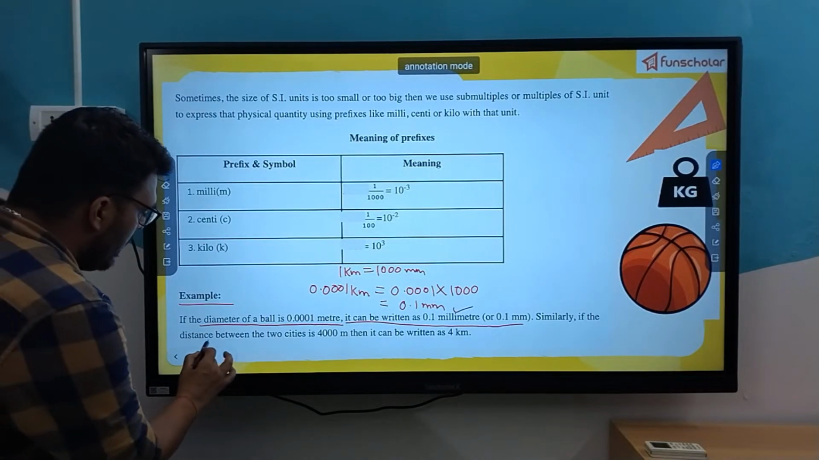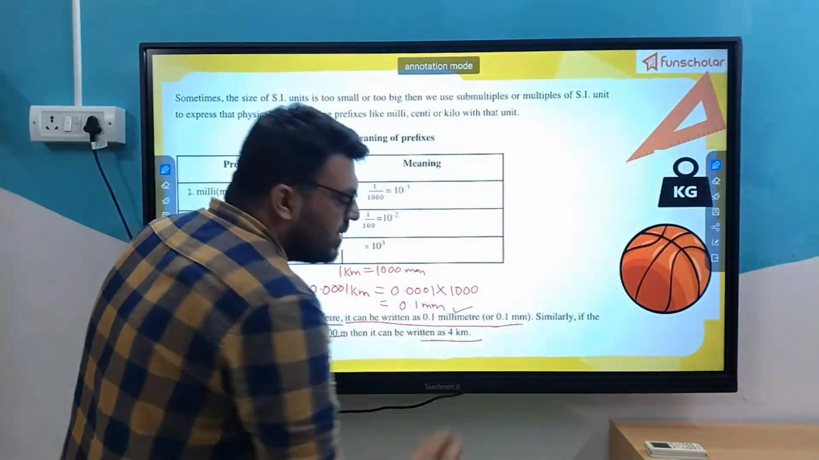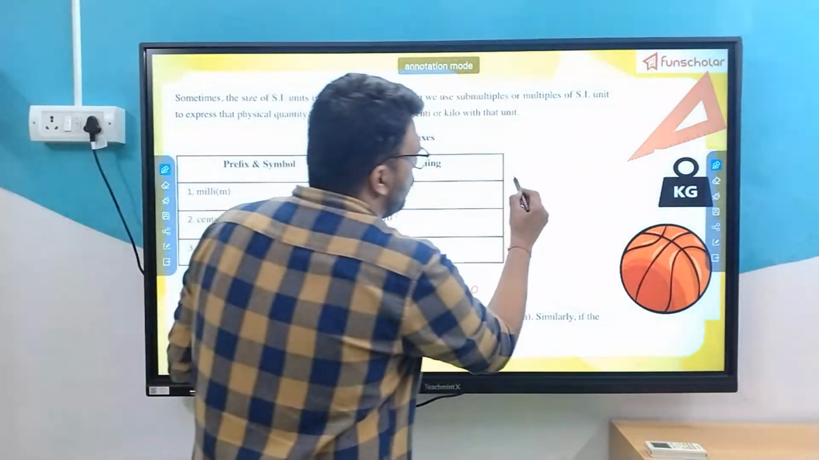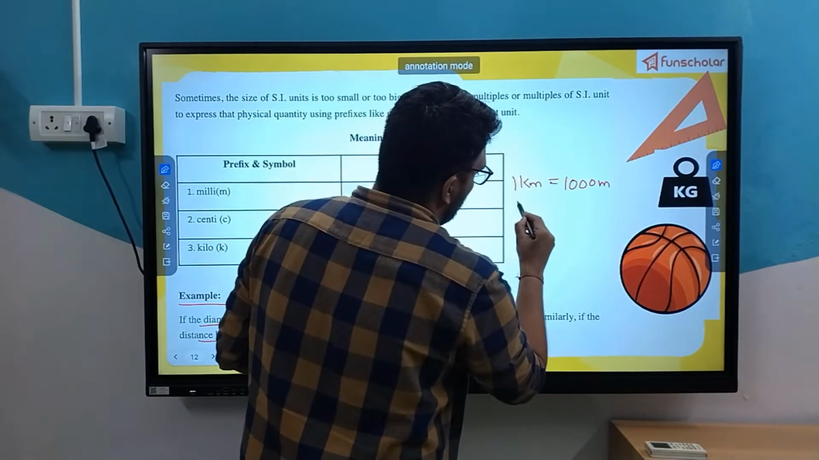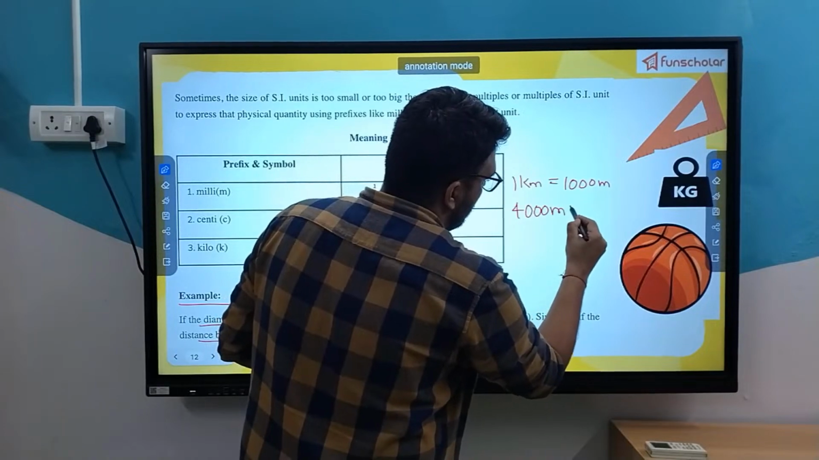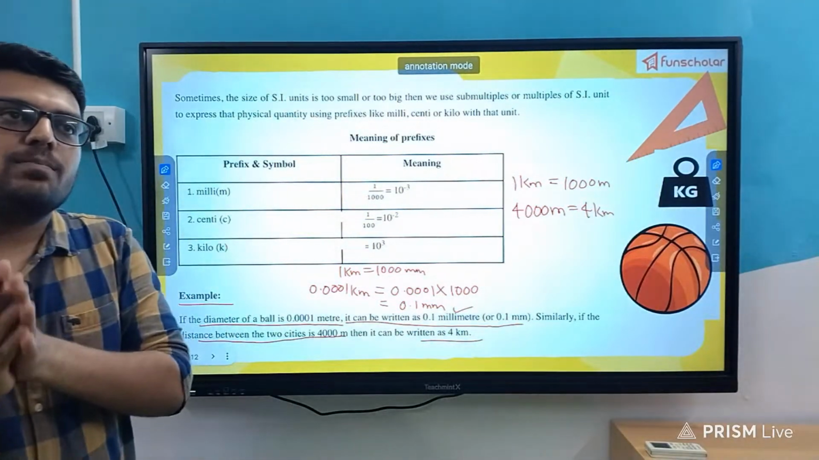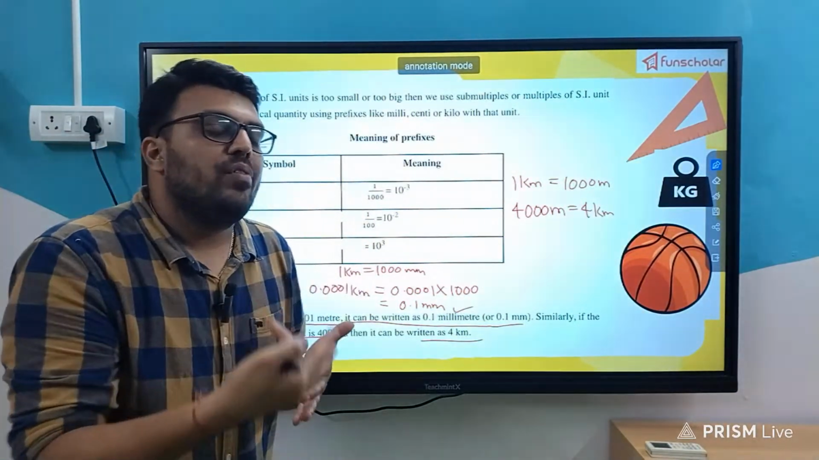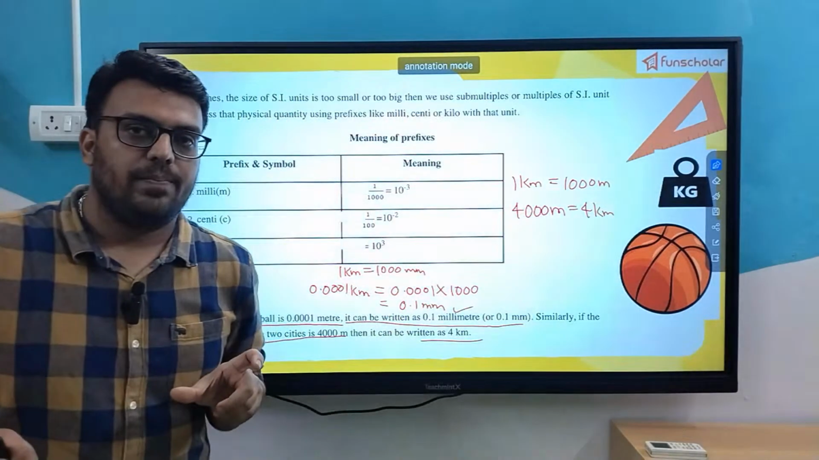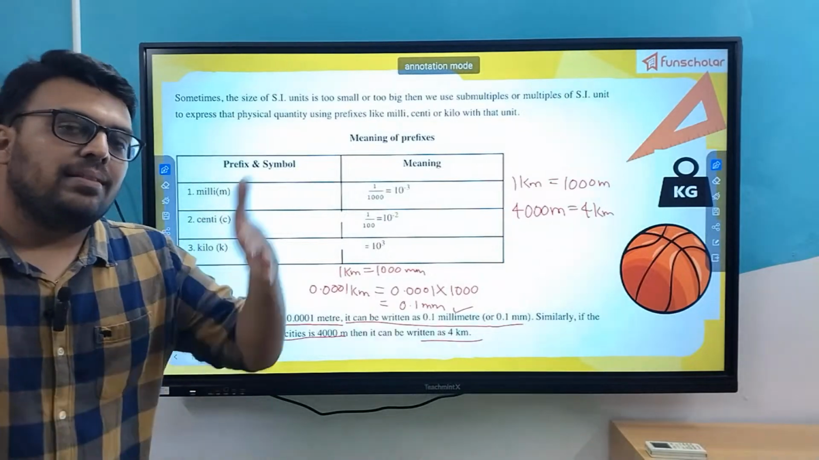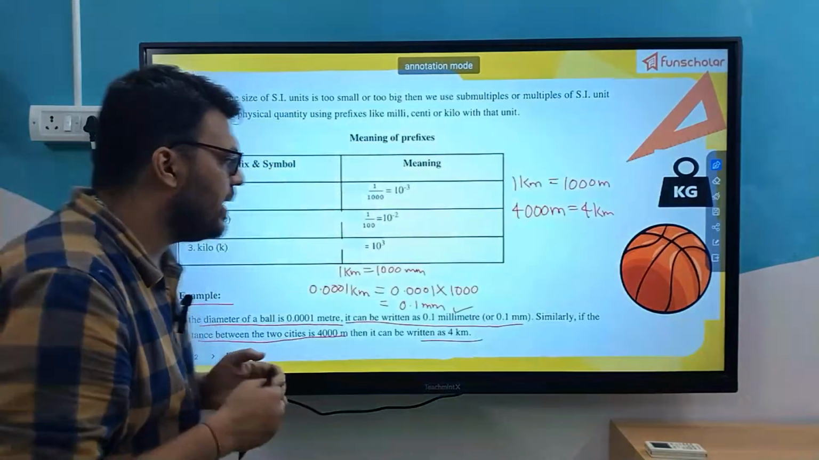Now let's try to solve the second thing. Similarly, if the distance between two cities is 4000 meter, in kilometer it can be written as 4. How? Because 1 kilometer is 1000 meters. So 4000 meters will be how much? 4 kilometer. As simple as that. So here we are not only seeing changes of units, we are also learning how to convert one unit into a different unit. That is the idea, and that we are going to implement in the upcoming slides. Okay, moving ahead.